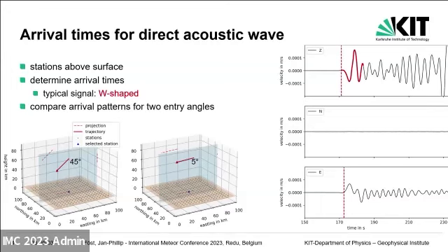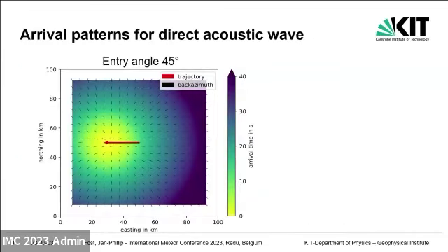So we have here the already seen 45-degree case, and we compare it to a 5-degree case. Here we have the contour plot for the 45-degree case. We have northing, easting. The color indicates the arrival times after the first arrival. And for the 45-degree case, the pattern is circular. So that means the spherical wave prevails because of this steep entry angle.